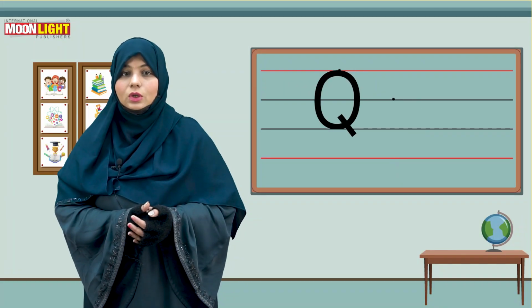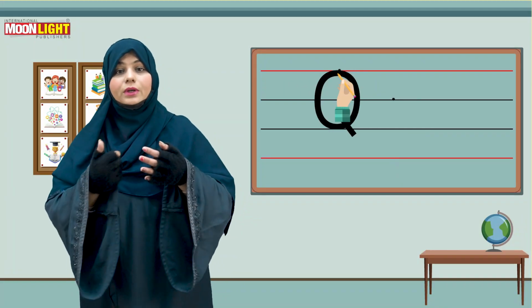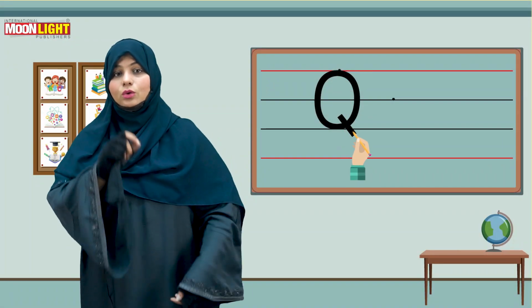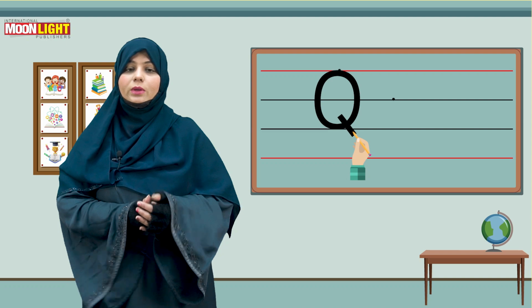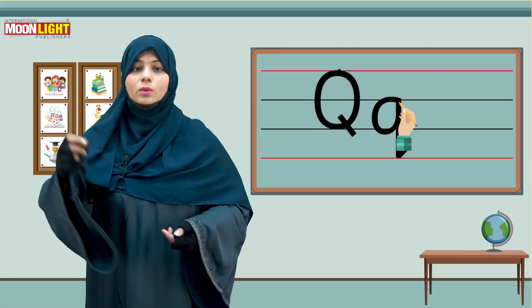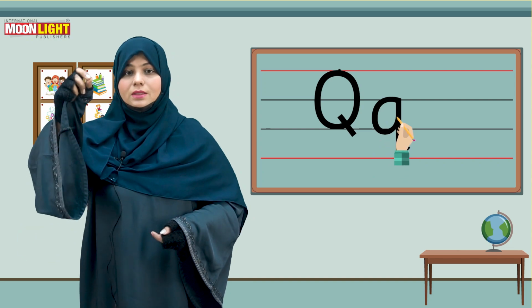Yes, this is letter Q. First of all, make a capital O in upper three lines and then make a slanting line on the bottom of letter Q. It will become letter Q, capital letter Q. Yes, for small letter Q, make a half circle, then make a straight line.